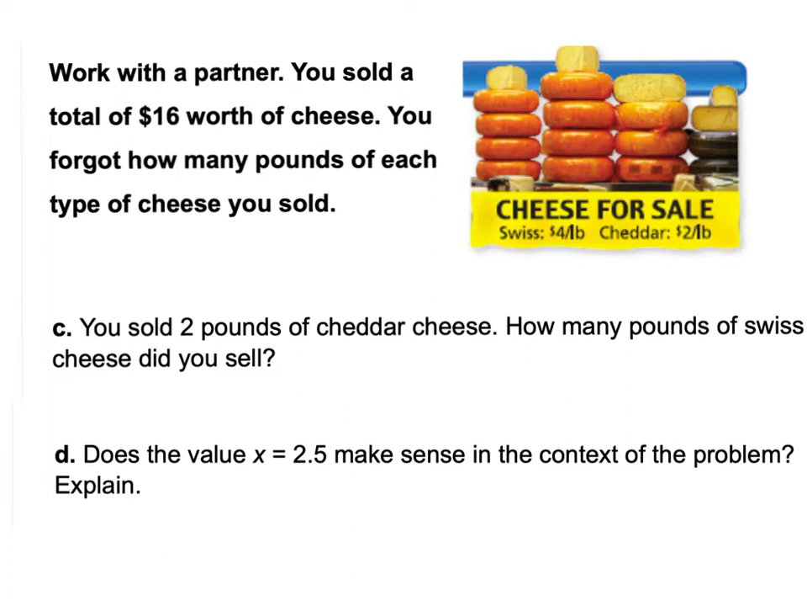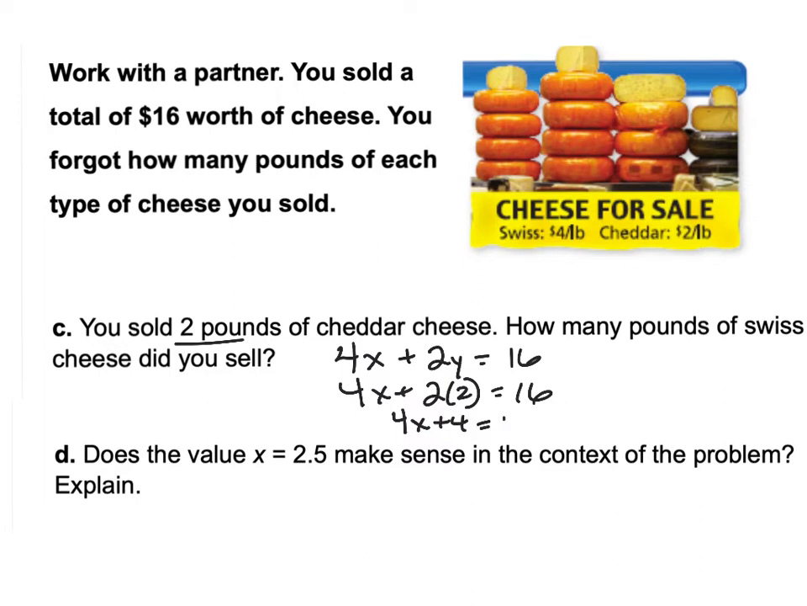If you sold 2 pounds of cheddar cheese, how many pounds of Swiss cheese did you sell? So if we use our equation, 4x plus 2y equals 16, 2 pounds of cheddar cheese, we plug in our 2, 2 times 2, we get 4x plus 4 equals 16. I'm going to subtract 4 from each side. So I get 4x equals 12, divide by 4, x equals 3. But that's not what we're going to be doing. We're going to be doing something else, but it shows that you can use it to figure it out.